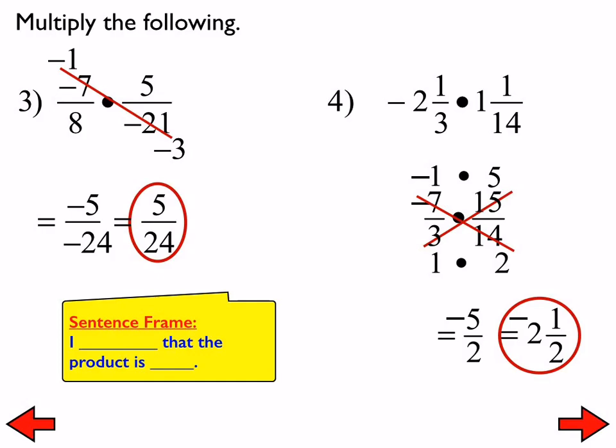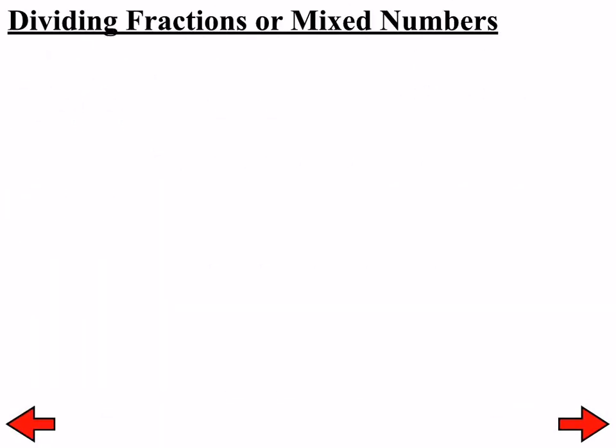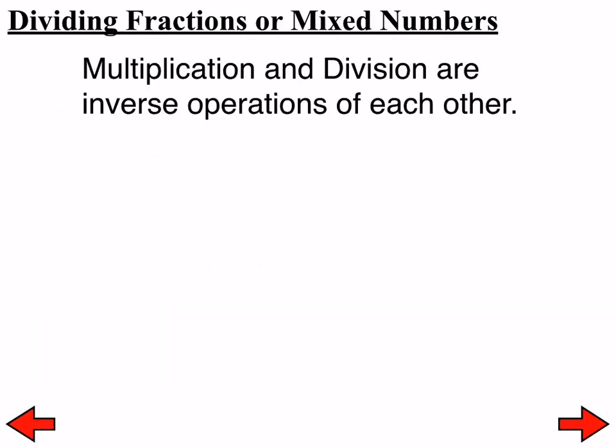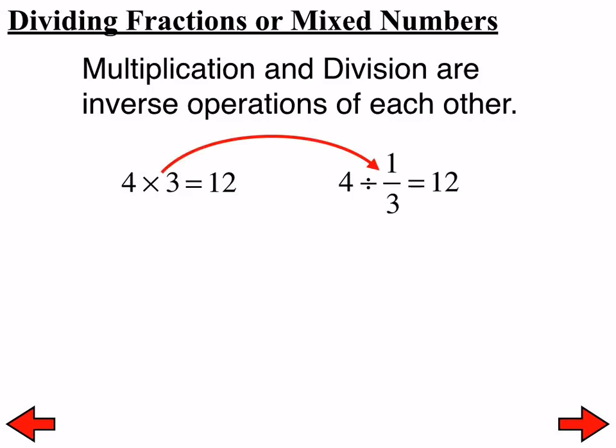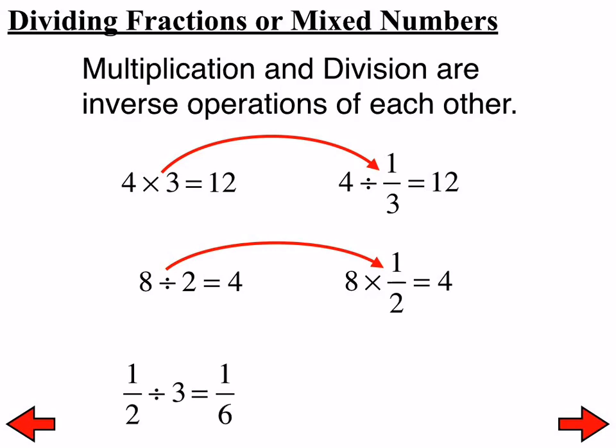Now a shift to division. And the first set of things here is just hopefully to get you to understand what the relationship between multiplication and division really is. Multiplication and division are inverse operations of each other. So 4 times 3 equals 12. That is equivalent to 4 divided by 1/3 equals 12. 8 divided by 2 equals 4. That is equivalent to 8 times 1/2 is equal to 4.